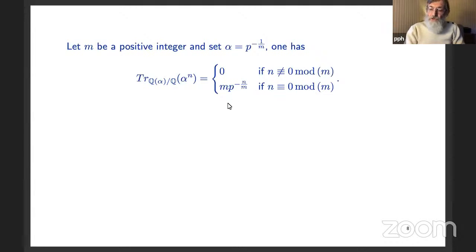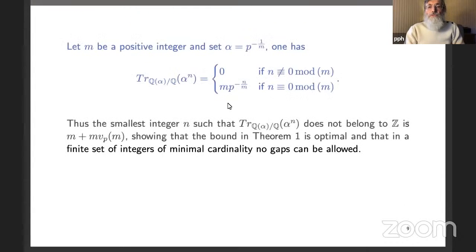And now if you look at the first value of n where the trace is not integral, does not belong to Z, then you find that this is m plus m v_p of m. So actually this shows that the theorem of Bart-de-Smet, the bound of A, is sharp. And also it shows that you cannot allow gaps in the interval. You have consecutive integers to consider. Because here, of course, you have 0. So if you skip the bad value and put 0, you would get a contradiction.